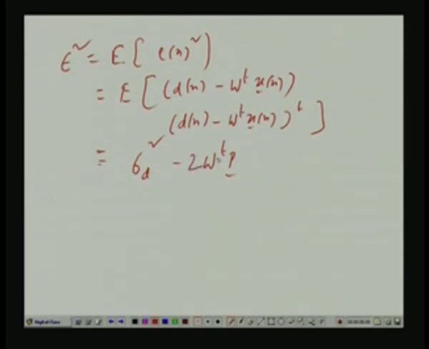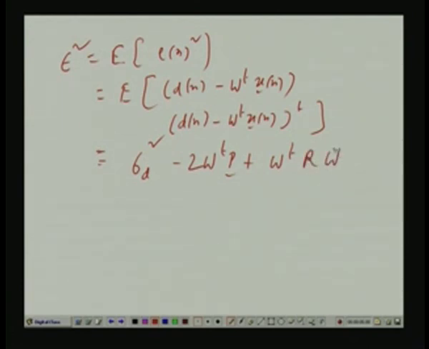So, twice this, and the last one is W transpose x n and transpose of W transpose x n. Now, transpose of W transpose x n is what? X transpose n first, then W. So, W transpose x n x transpose n W. W is not random. So, E will work only on x n into x n transpose, which is the R matrix, the correlation matrix. So, what you get is W transpose R W.